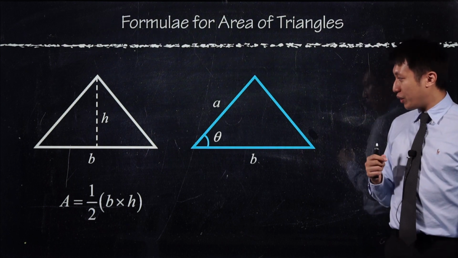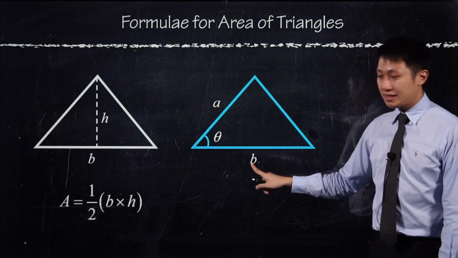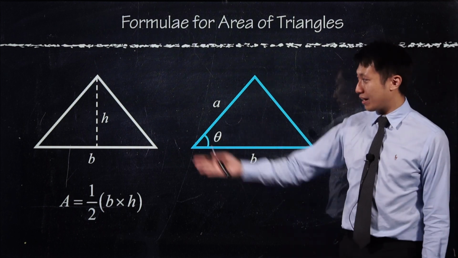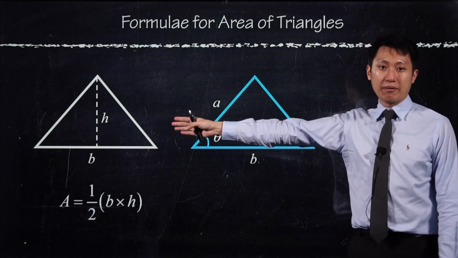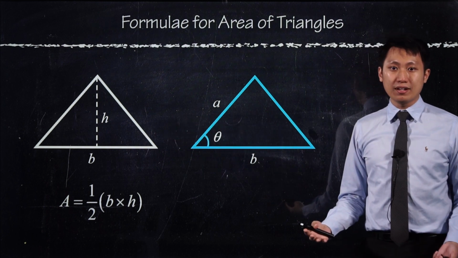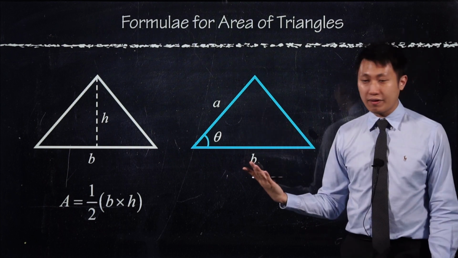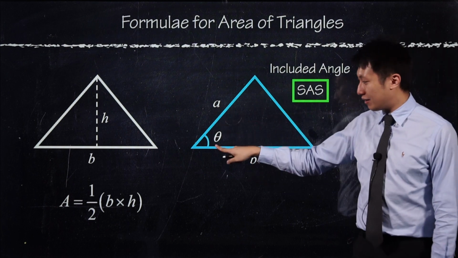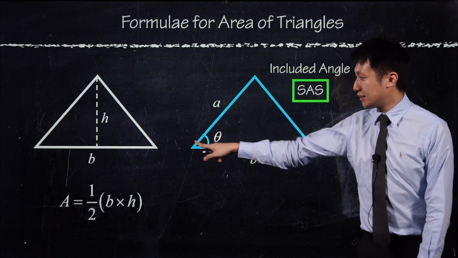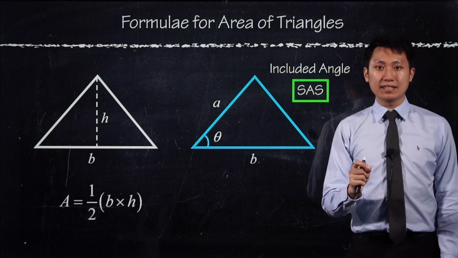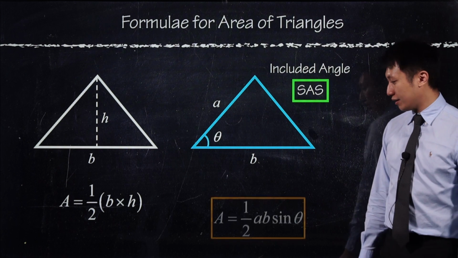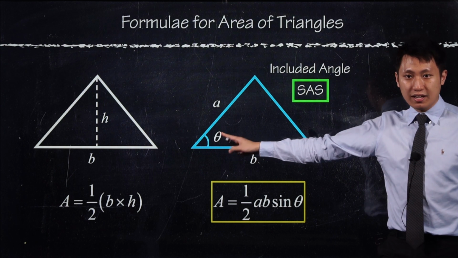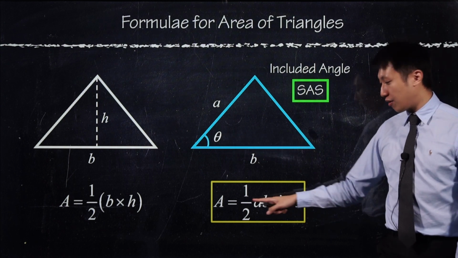If we know this side and also this angle without knowing the height, then we can't actually use that one immediately. So what we have here, I directly tell you this one. How do we find it? The answer is, what kind of angle is this? This is an included angle, so it's SAS. If you have SAS, then use this formula: A is half of AB sine theta.